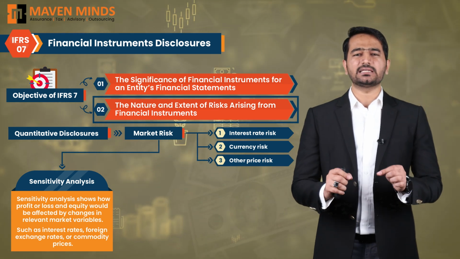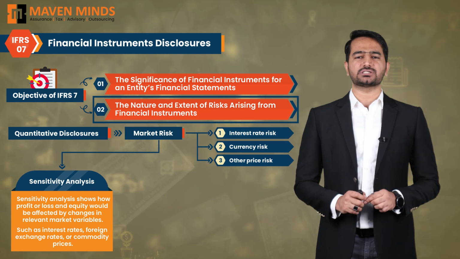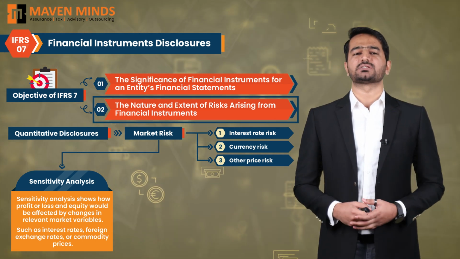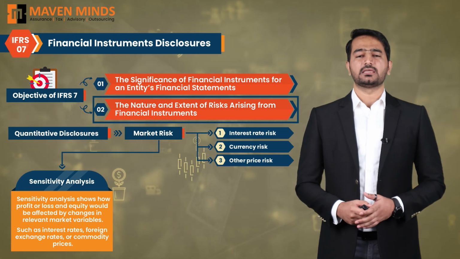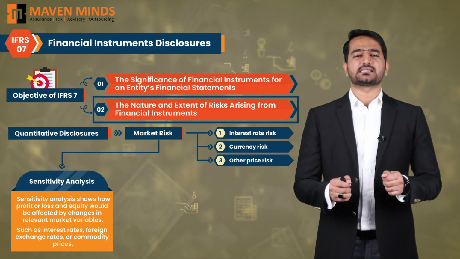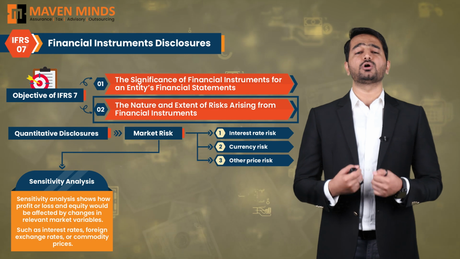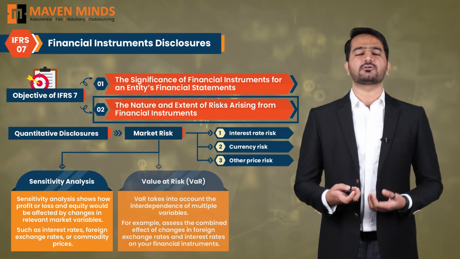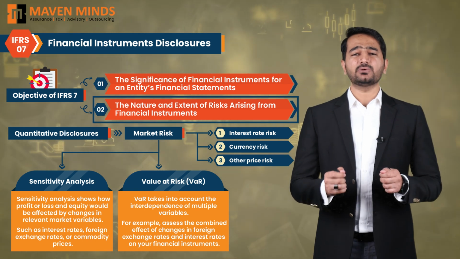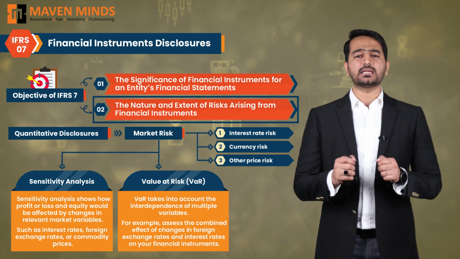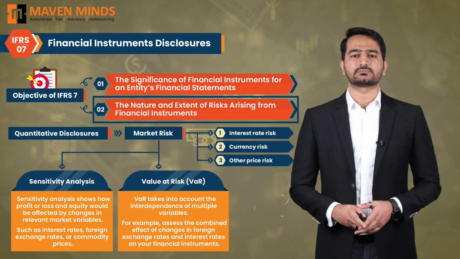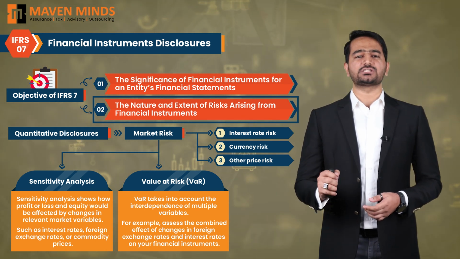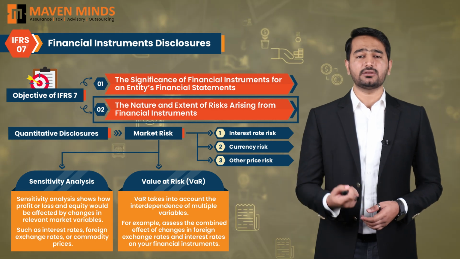You will be simulating different changes in the market conditions and analyzing the impact of those changes on your financial performance. Alternatively, instead of performing a basic sensitivity analysis, you can also use a more complex method called value at risk (VAR). Value at risk takes into account the interdependence of multiple variables. For example, you might assess the combined effect of changes in the foreign exchange rate and the interest rate on your financial instrument.